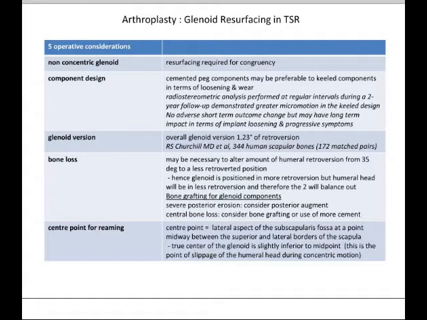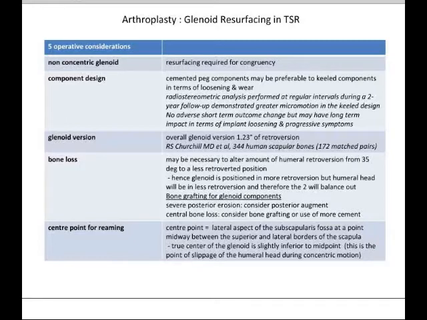So that you position your glenoid more retroverted than you normally would, but your humeral head in less retroversion to cancel the two out. You can consider posterior augments in severe posterior erosions, and for central bone loss, bone grafting or a larger cement mantle.